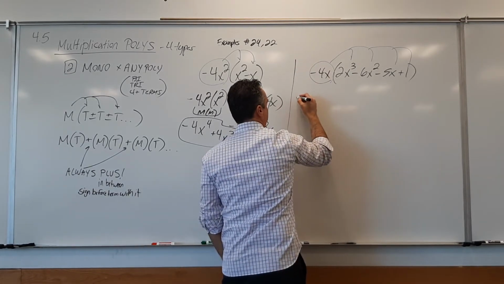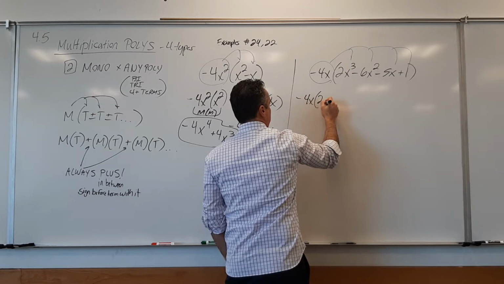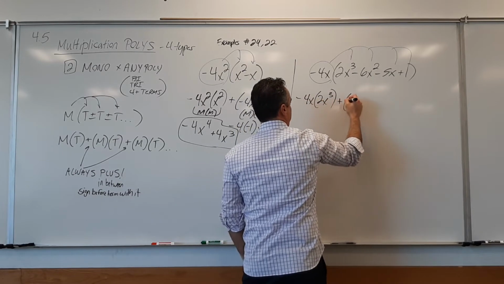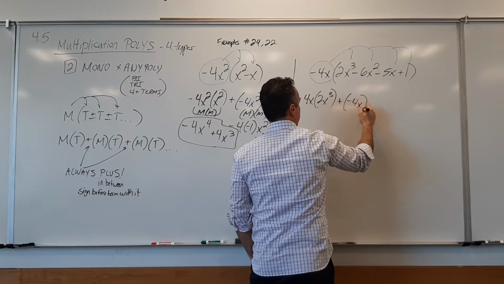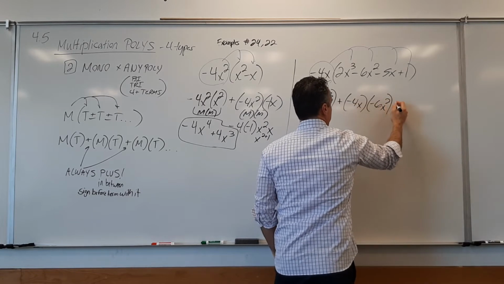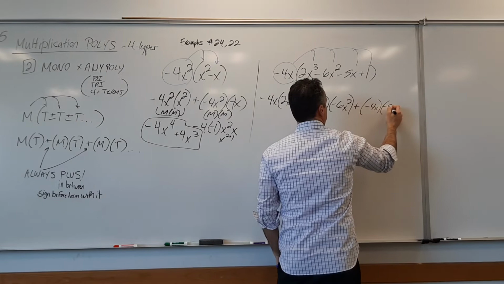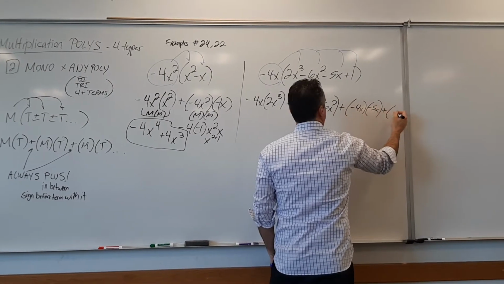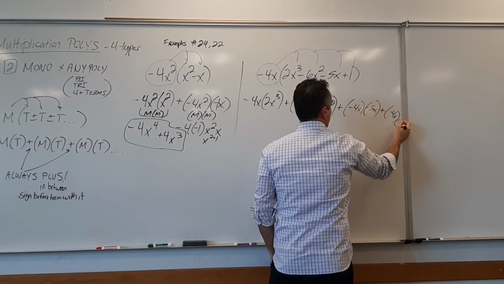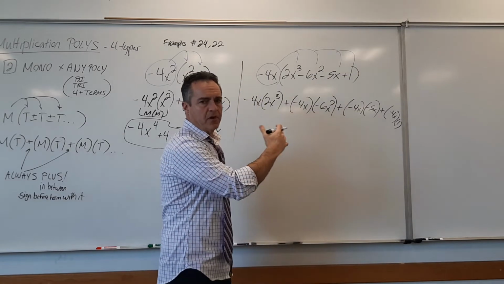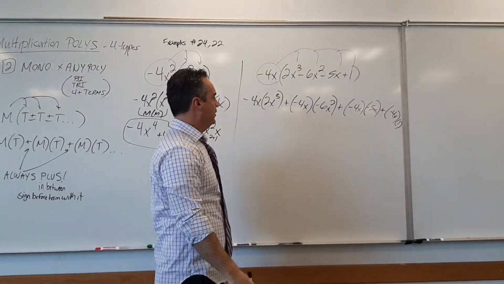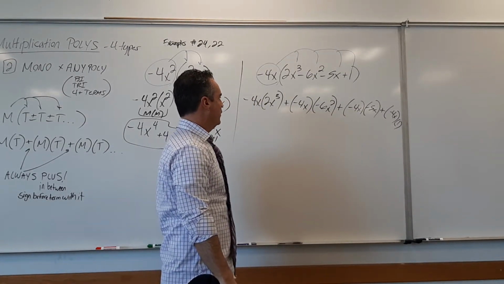And so we end up here with -4x times 2x to the 3rd plus, always plus in between, -4x times -6x squared plus, always plus in between, Brother Rich teaches me, -4x times -5x plus -4x, and I'm going old school here, where you draw to the edge of the paper and wrap it down like you did when you were in grade school or something. Kind of funny there, okay?